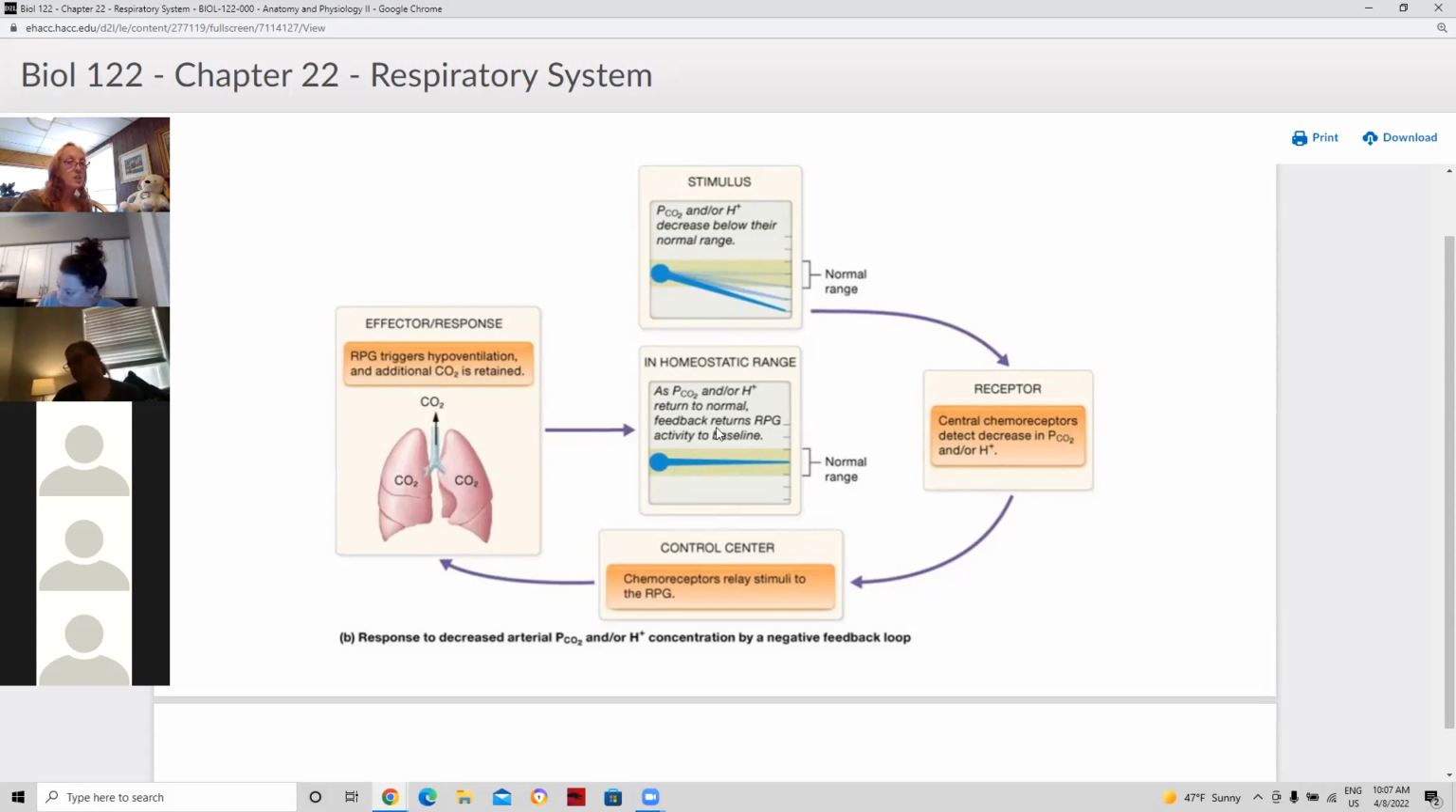And as the partial pressure of carbon dioxide or hydrogen ions return to normal, the respiratory activity will go back to the normal baseline. Questions?